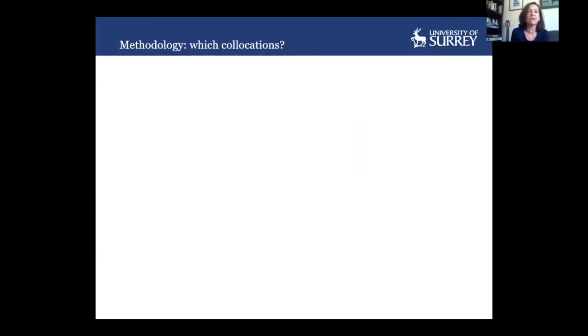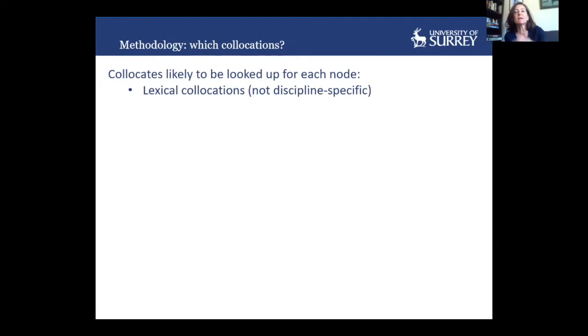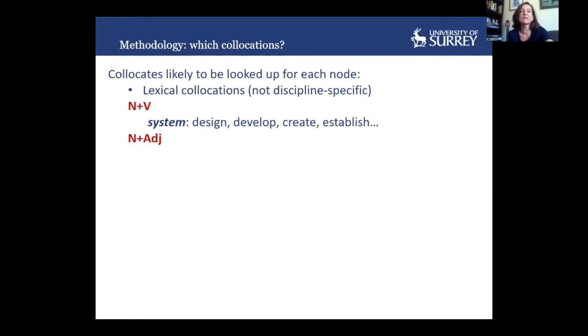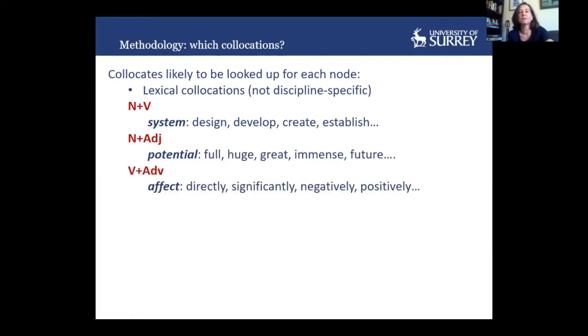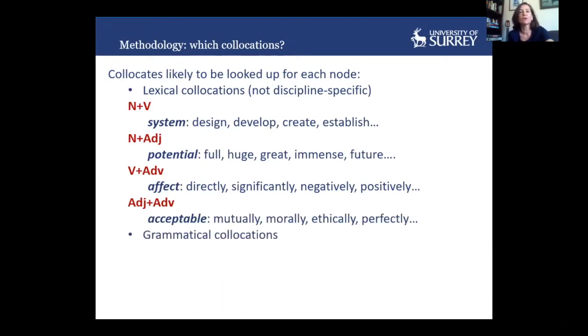So which collocations did we focus on? We focused on the collocates that are likely to be looked up for each node. So lexical collocations, and we didn't look at discipline, but just general lexical collocations like nouns and verbs, nouns and adjectives, verbs and adverbs, adjectives and adverbs. And also we looked at grammatical collocations, for example, verbs and prepositions.